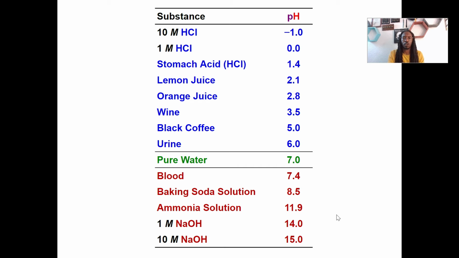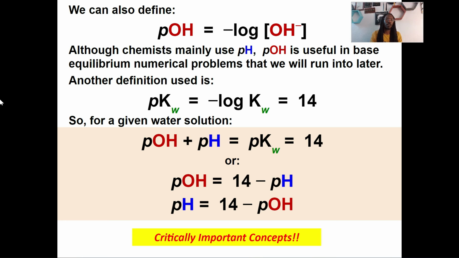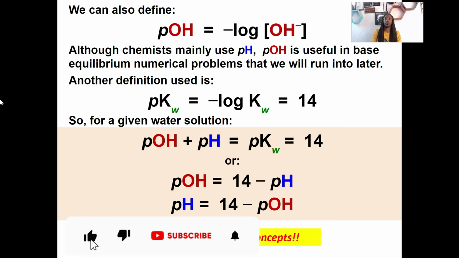And then if we look at the strong base, sodium hydroxide, we can see the same concept applies depending on your concentration. 1 molar sodium hydroxide, we got 14. 10 molar sodium hydroxide, we got 15. So that's how we can see it go above that scale that we're so used to, 0 to 14. So mainly we only use pH, but pOH is very helpful if we're trying to do base equilibrium. Okay, so we'll run into that a little bit later on.